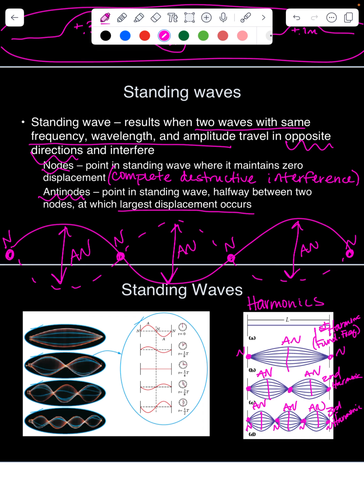But we do need to know that standing waves are a result of wave interference. You have these two identical waves that are coming in contact with each other and have both complete destructive interference, which is where the nodes are, and then constructive interference, which is where the antinodes are.